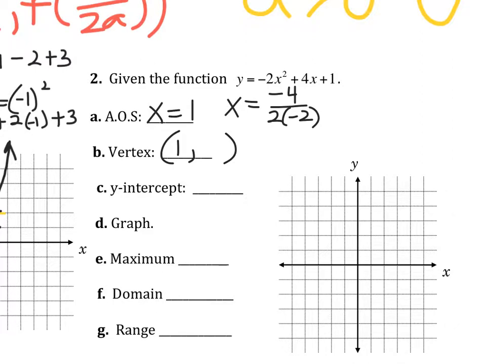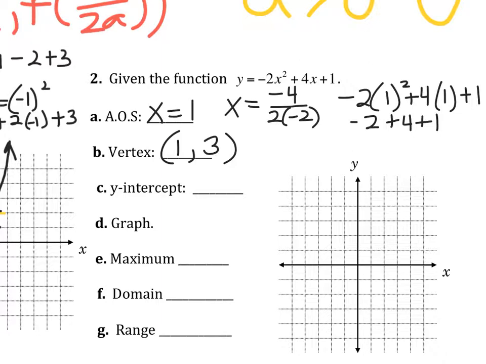All right, so we're going to take that and plug it in. This is where people forget: how do I find the y value? Well, if I have an x and I need the y, just plug it in. So you get -2 times 1 squared plus 4 times 1 plus 1. If you need to use your calculator, that's fine. But what do you get? -2 plus 4 plus 1. 3. Yeah, 3.